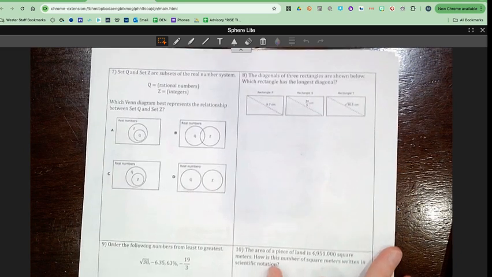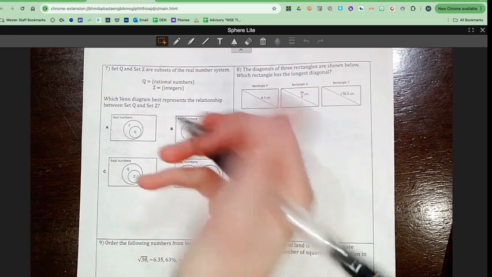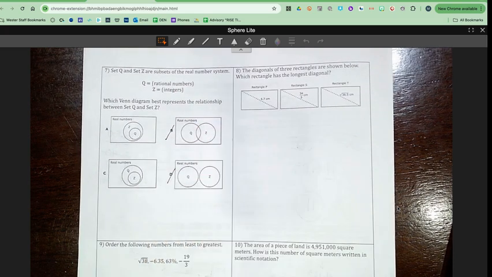All right, number 7. Set Q and set Z are subsets of the real number system. Q are the rational numbers and Z are the integers. Which Venn diagram best represents the relationship between set Q and Z? Okay, well, first off, B and D should be immediately out because we know that the way these are set up, these are supposed to be circles inside of each other.